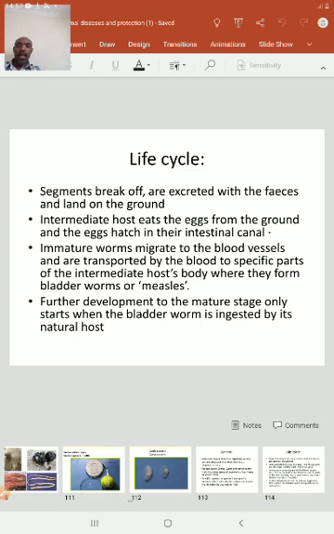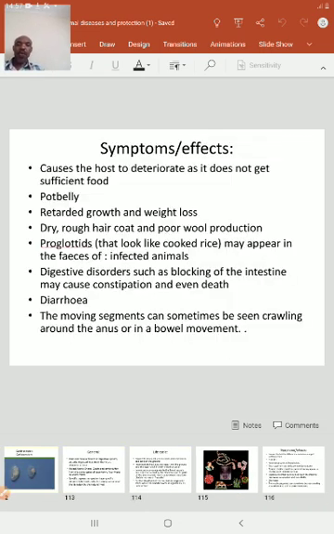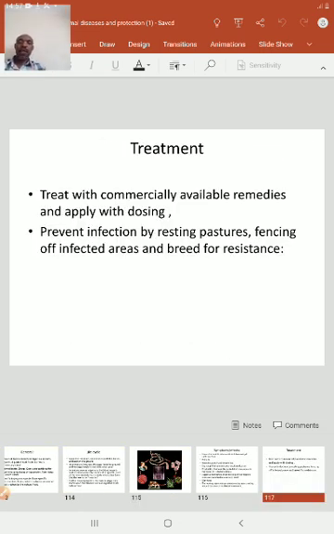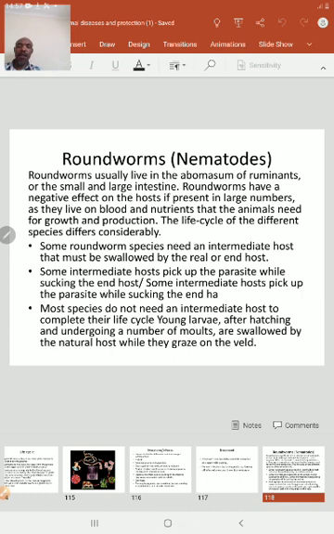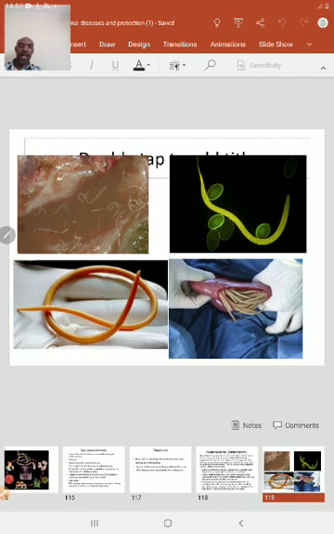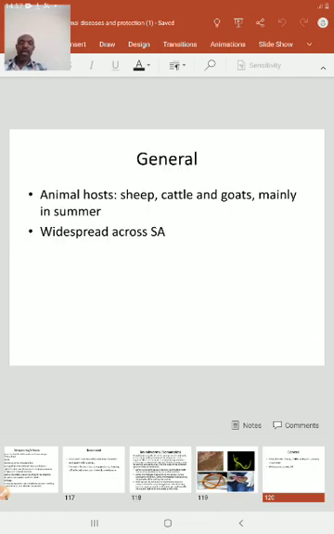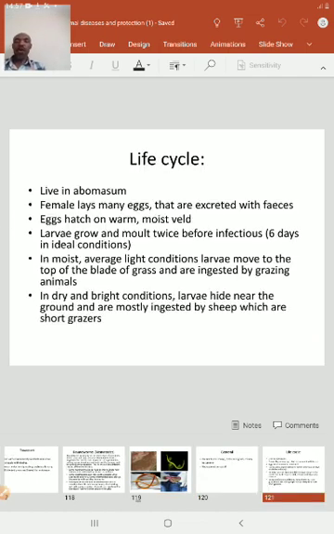So just go through those, and that's how you treat by dosing. Then you have roundworms, which we also call nematodes, and those are some of the roundworms. As you can see, those are the hosts.